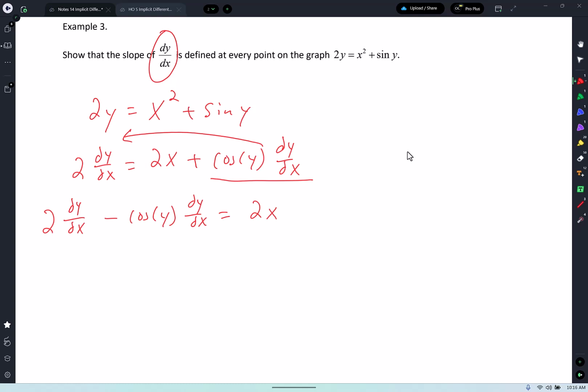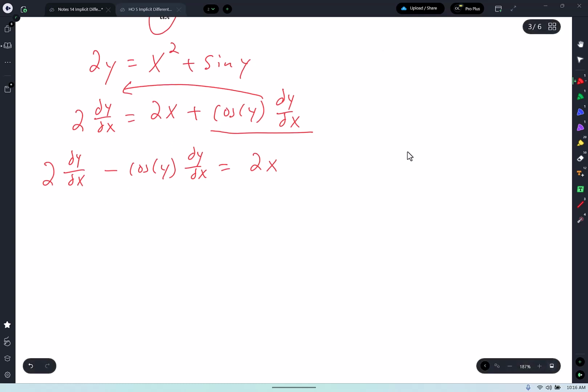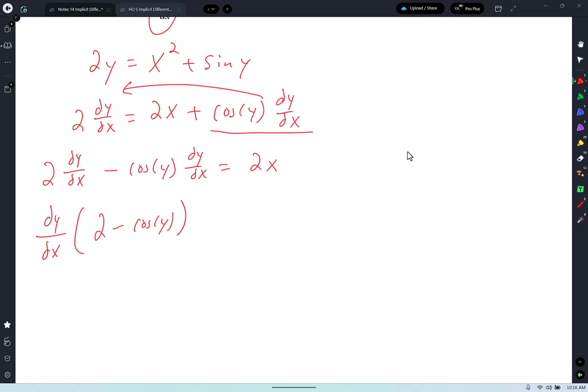And I'll slow down. Are we cool? Okay. What can I factor out? Dy dx. So that's what I'm looking for. You guys are on it today. Dy dx times (2 minus cosine y) equals 2x. Not that you guys aren't on it any other day.